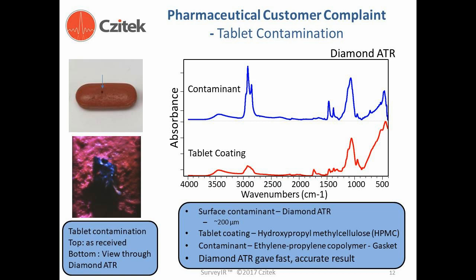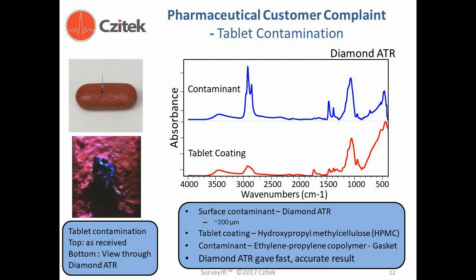The infrared spectrum of the contaminant, shown in the upper right figure in blue, was identified as an ethylene-propylene copolymer. This material is typically used for gaskets in manufacturing processes. The infrared spectrum of the tablet, in red on bottom right, corresponds to hydroxypropyl methylcellulose, or HPMC.